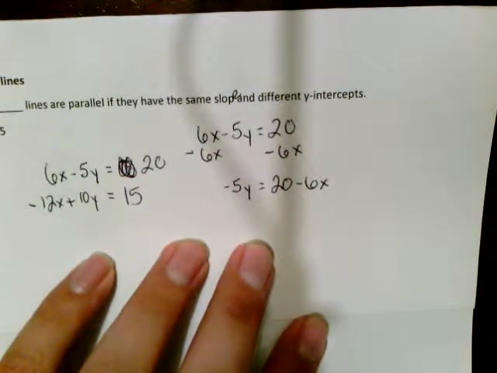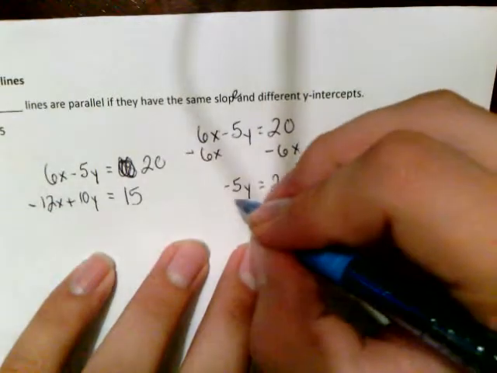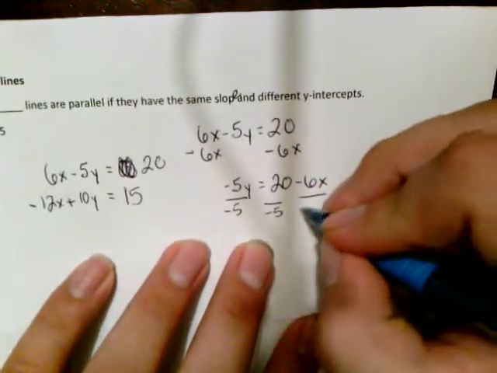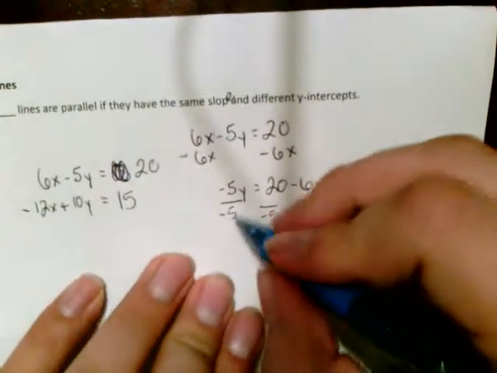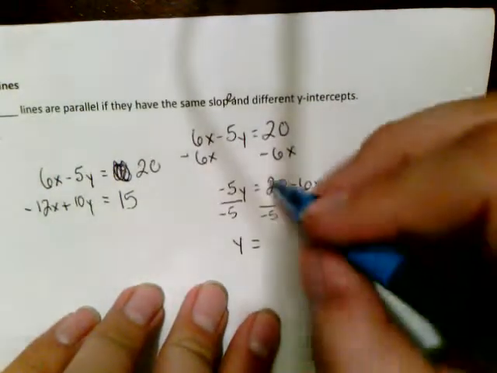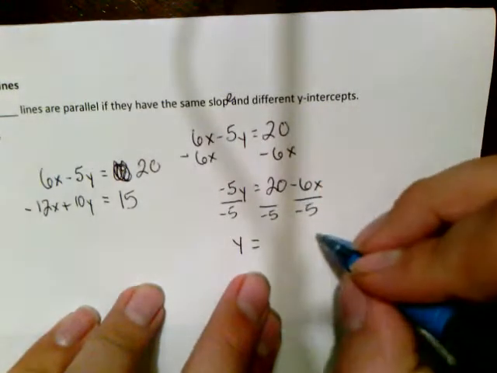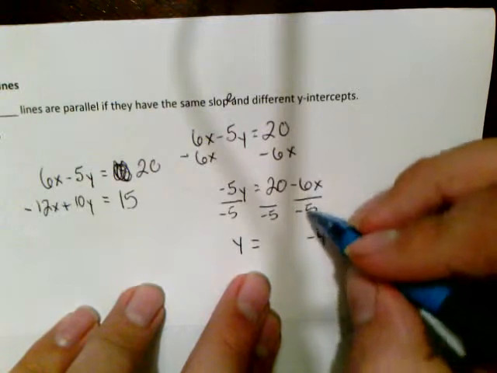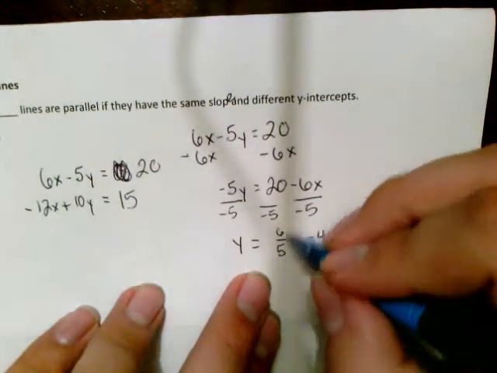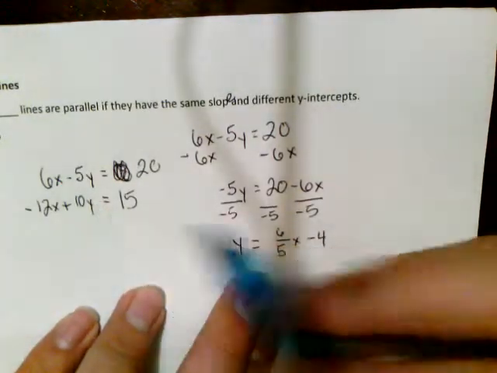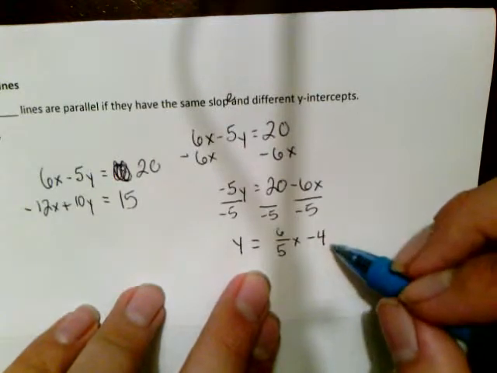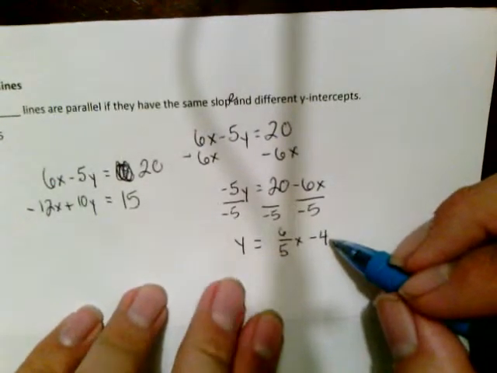Next step. Divide by negative 5. So we get y equals negative 4, and this turns into a positive 6 over 5x. We're going to look to see if this second line makes a 6 over 5x, but a different y-intercept, meaning different than negative 4.